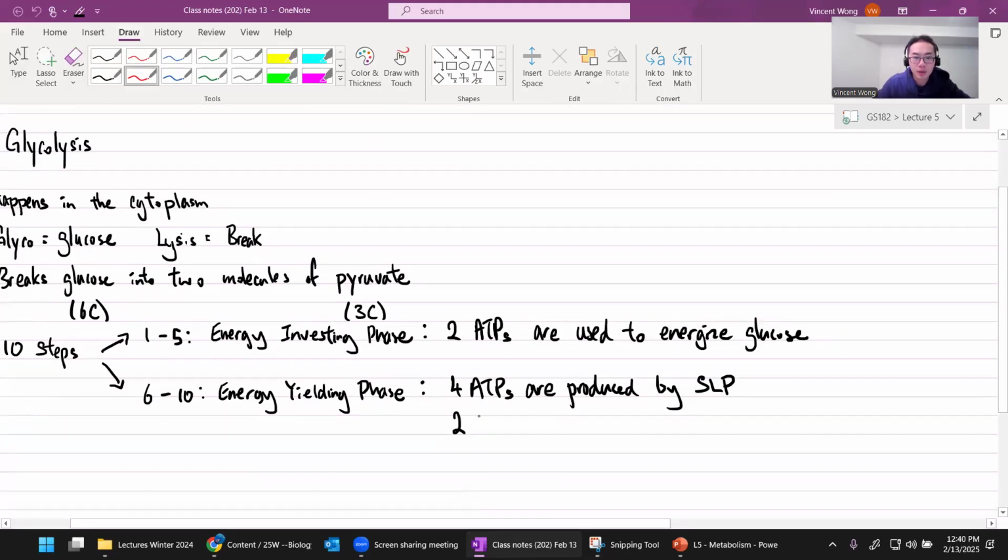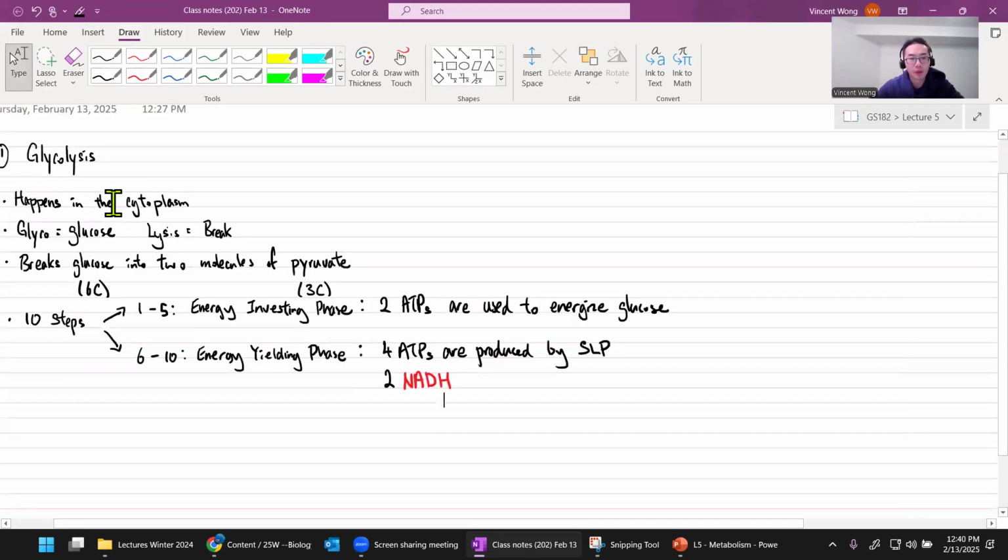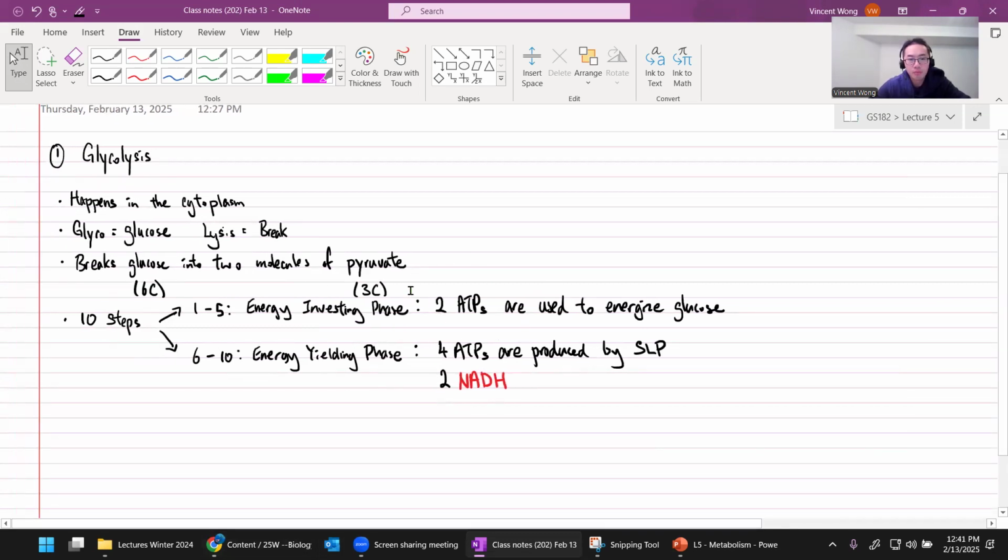So this is going to be 2 NADH. Remember, the NADH captures the electrons that are being released from the glucose. Right? And so this is a good investment. You invested two ATPs, but you get four back. That's like 100% return. Okay. So we have a net gain of two ATP from glycolysis.